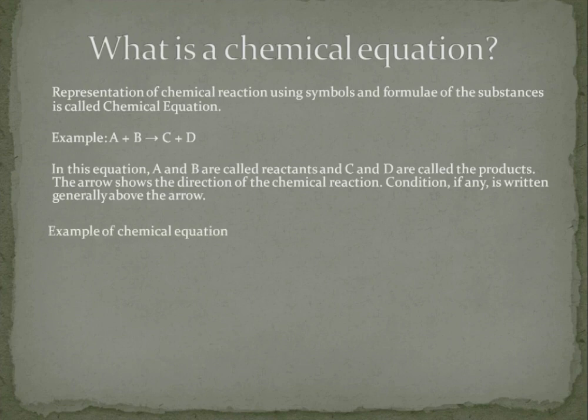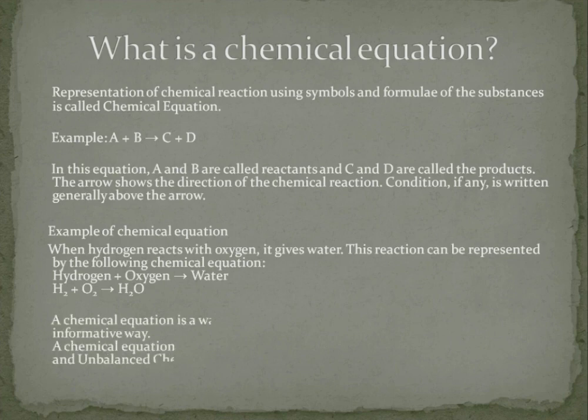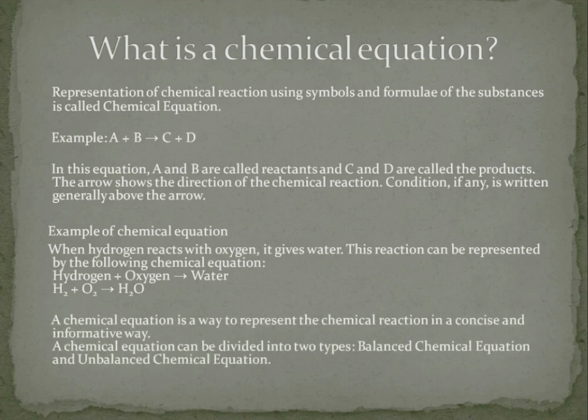Example of a chemical equation. When hydrogen reacts with oxygen, it gives water. This reaction can be represented by the following chemical equation. Hydrogen plus oxygen gives water. H2 plus O2 gives H2O. A chemical equation is a way to represent the chemical reaction in a concise and informative way. A chemical equation can be divided into two types, and they are balanced chemical equation and unbalanced chemical equation.